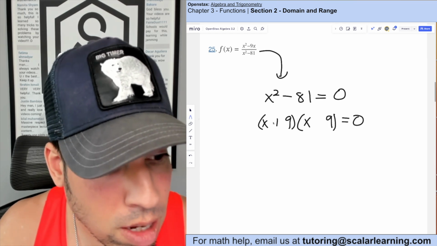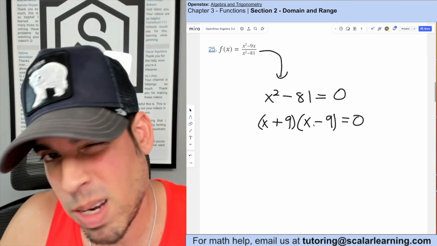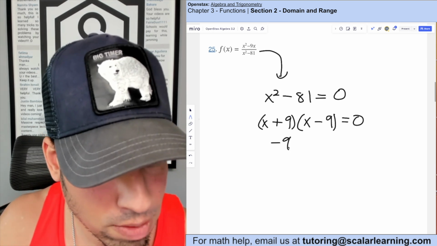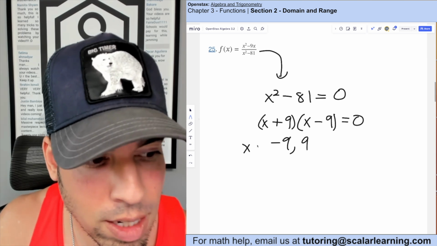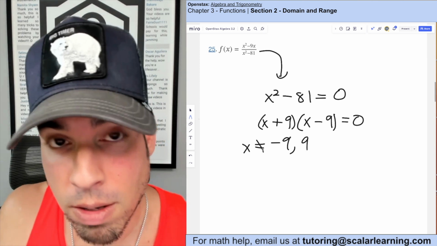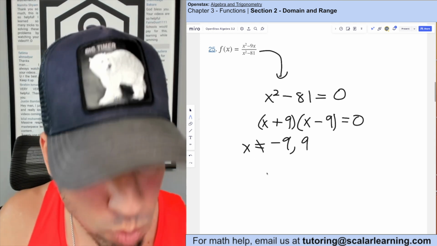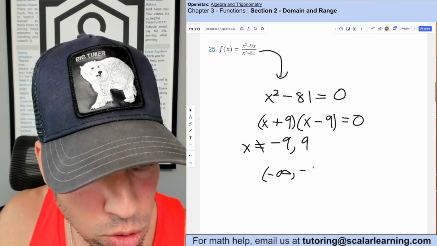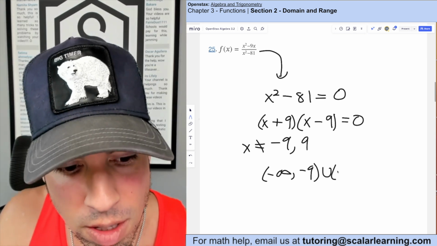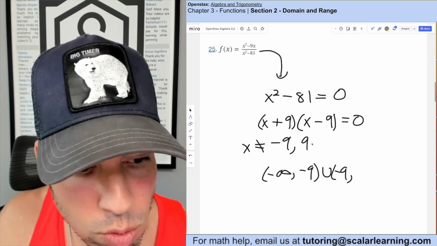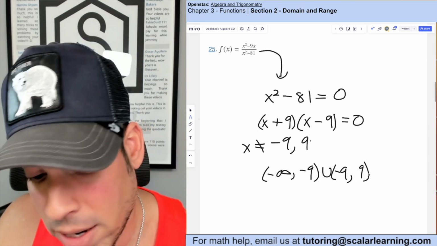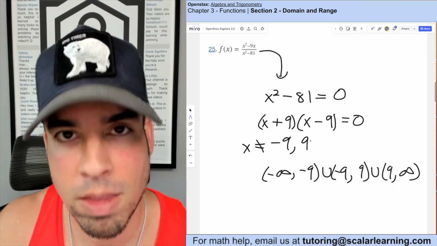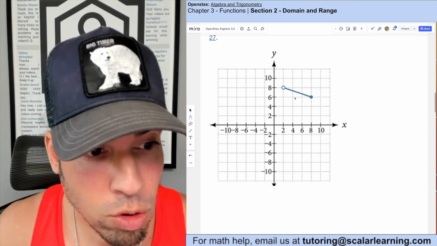This is how we factor a difference of squares. And then we have plus and minus. You alternate plus, minus. And what two values are going to satisfy this equation? Well, it's going to be negative 9 and positive 9. And once again, these are values that are restricted from our domain. So if we want to represent this in interval notation, it's going from negative infinity all the way up to negative 9, not including it. Then we start again at negative 9, going up to positive 9, again excluding it. And then we're going from 9 up to infinity. Boom, done.